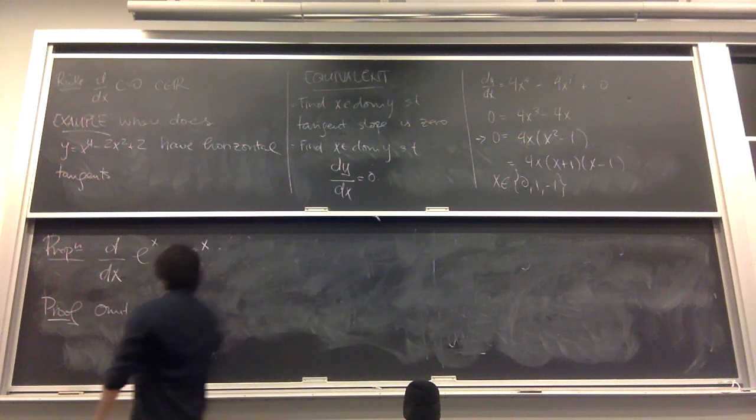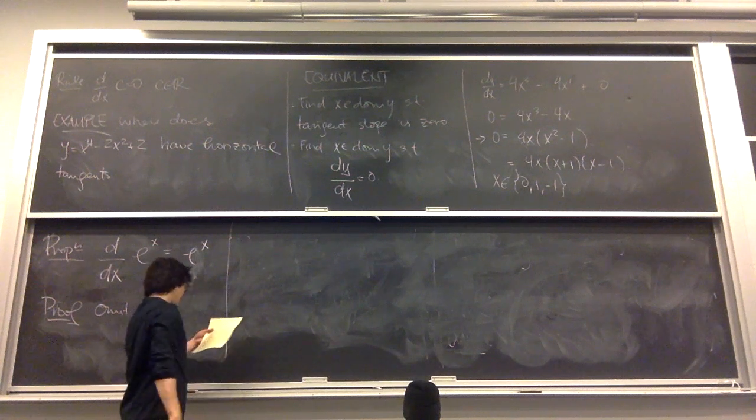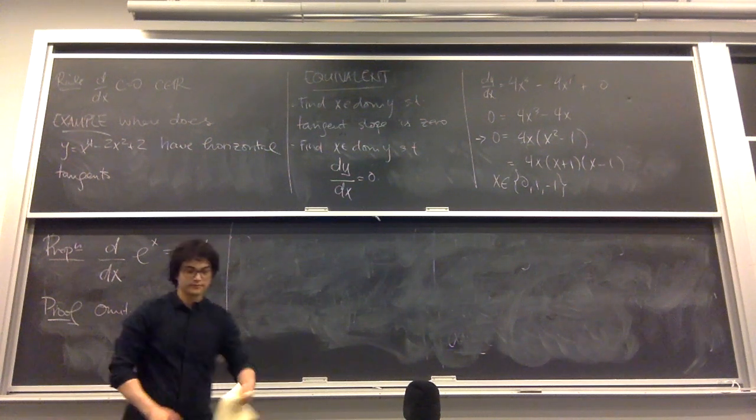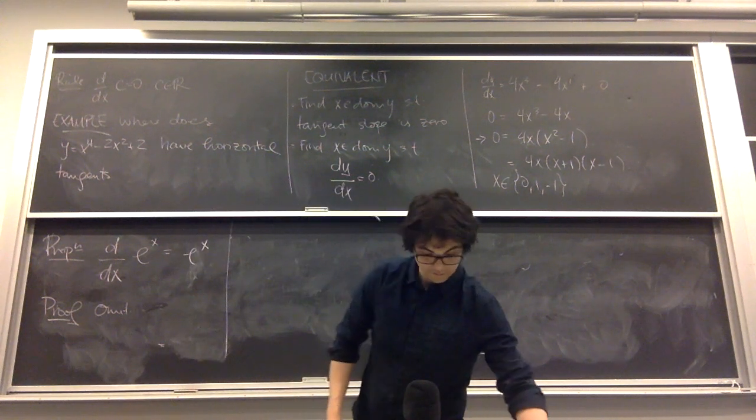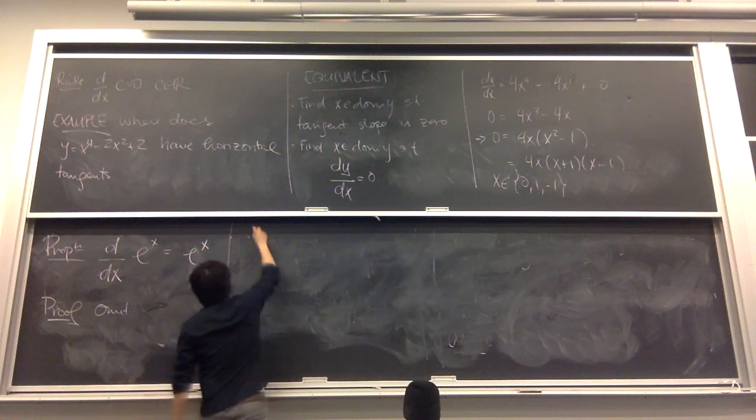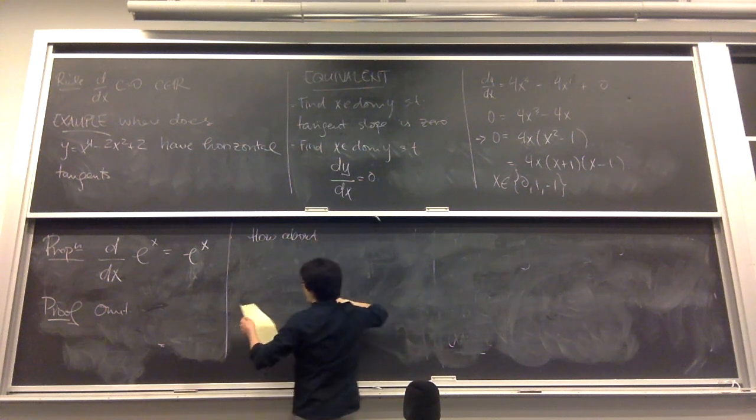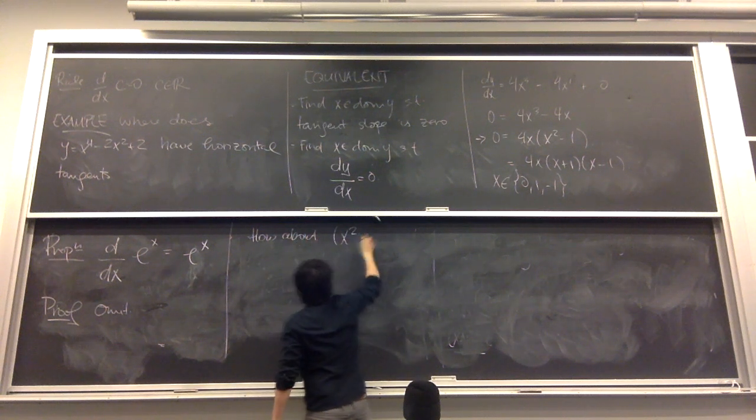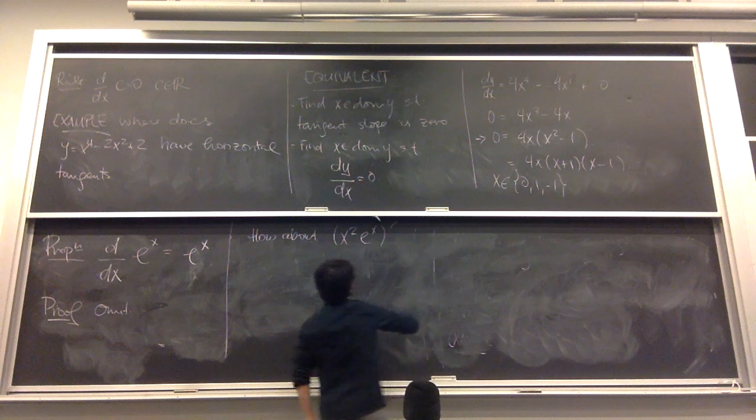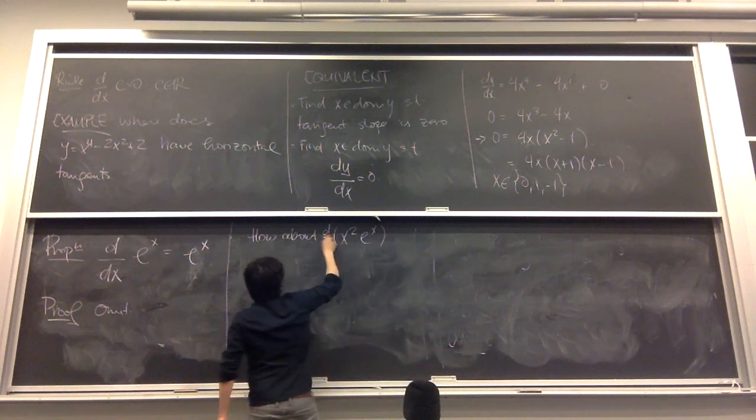So to motivate the next rule that we want, let's do this. How can we do something like this? How about x squared e to the x prime? Or I guess I shouldn't use that. I guess I should say this.